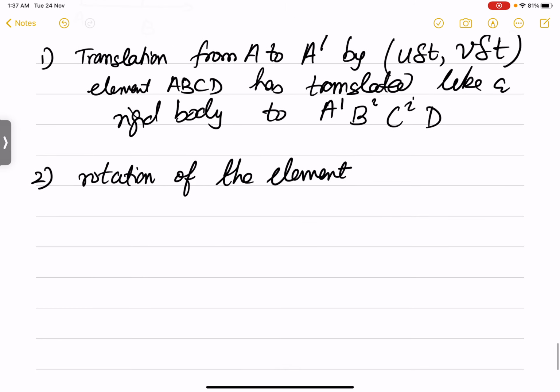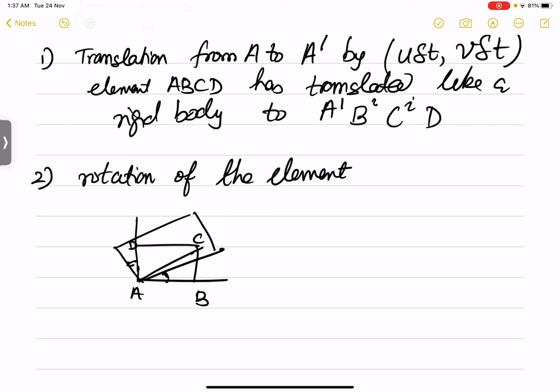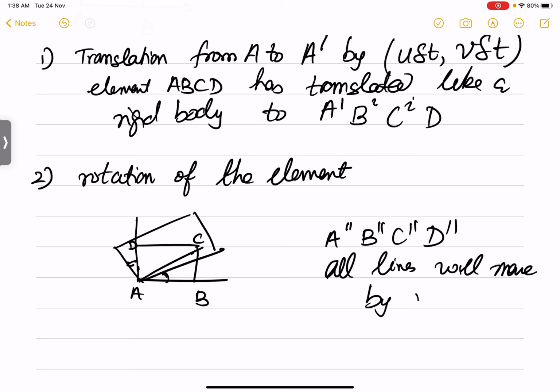Now, rotation would mean that any element which is here at this position gets rotated by an angle. So it was originally A, B, C, D, and it now gets rotated to a new position. We can call it A double prime, B double prime, C double prime, D double prime. So it gets rotated. Now in rotation, all lines will move by the same angle.